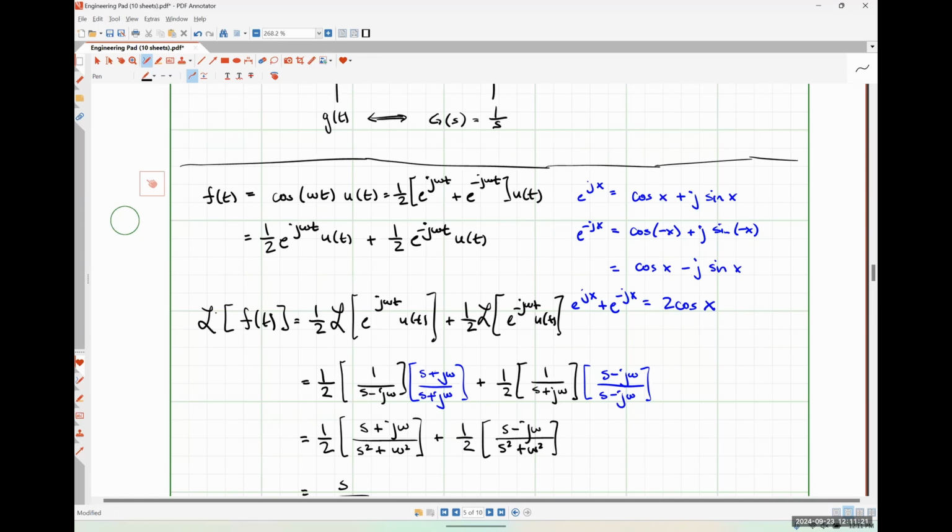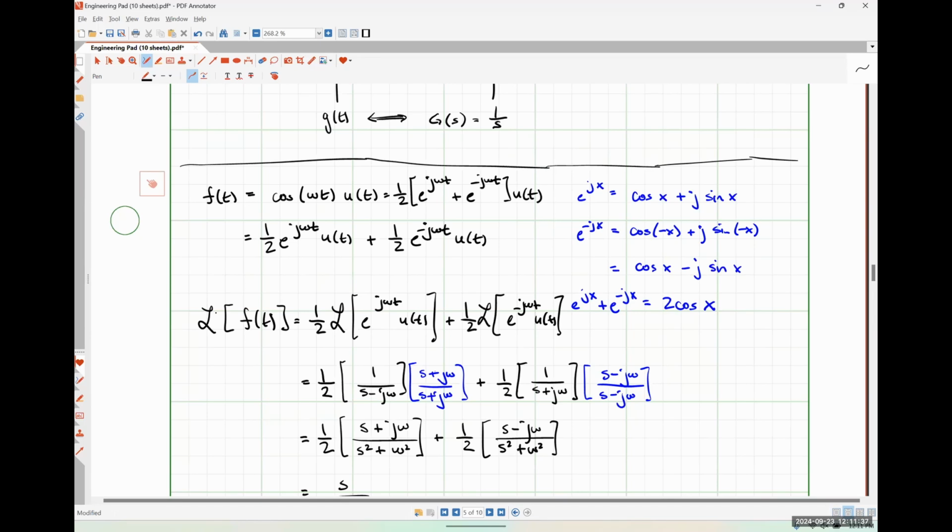So look at things here, right? I have s plus s. 2s in my numerator divided by 2 gives me just s. And then I have the s squared plus omega squared in the denominator.